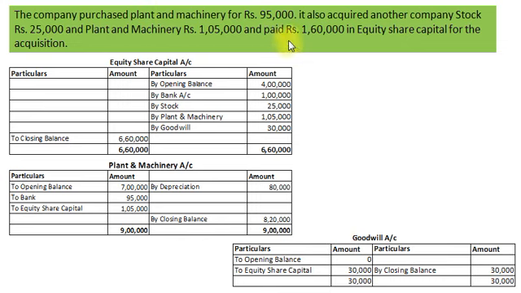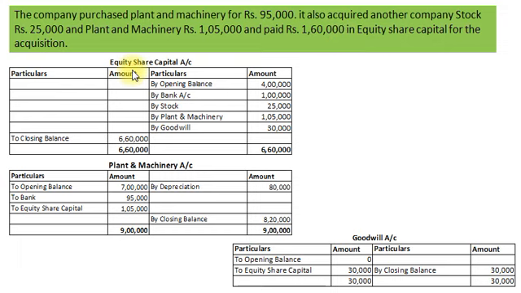Now we have purchased another company's stock and machinery. So total 25,000 plus 1,05,000 is 1,30,000. But we are paying consideration in equity share capital of rupees 1,60,000. It means the remaining 30,000 is paid for goodwill. So our accounting entry: stock account debit 25,000, plant and machinery account debit rupees 1,05,000, goodwill account debit 30,000 to equity share capital account rupees 1,60,000.